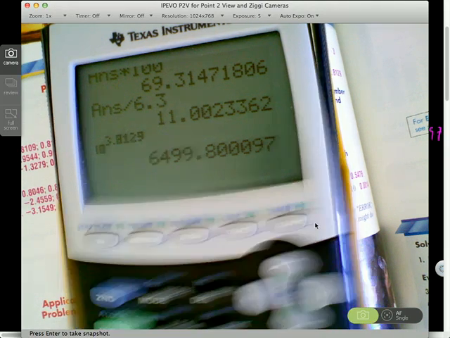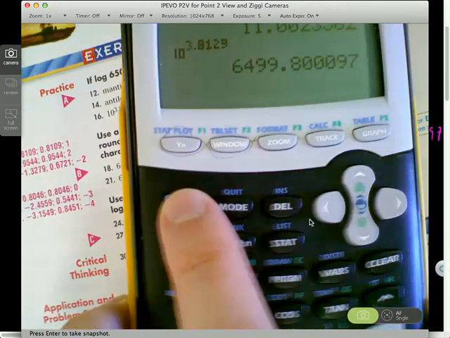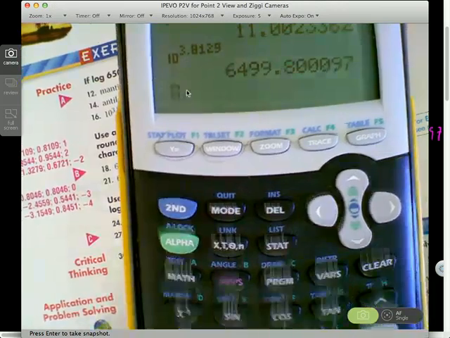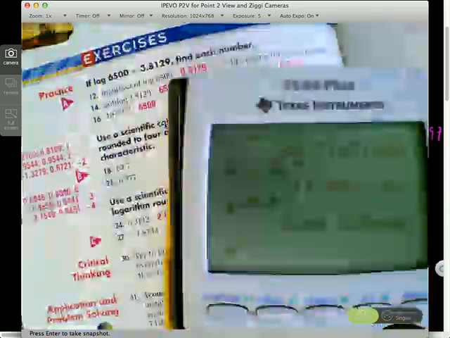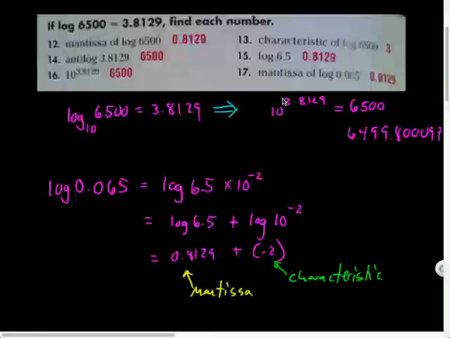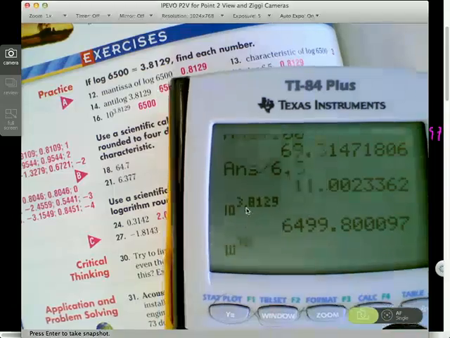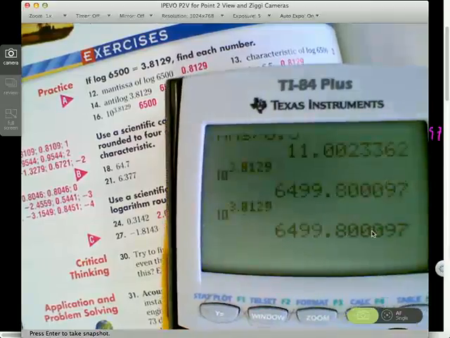Well, anyways, to calculate the antilog, you would actually hit second. All right, so I get the little arrow indicator, a blinking cursor, and above the log button, you get the little 10 to the x. So the antilog is literally 10 to the, and what did they want the antilog of? 3.8129. Which is actually something I already calculated right there. They just were phrasing it in different ways, and I'd end up with the 6499 thing again.